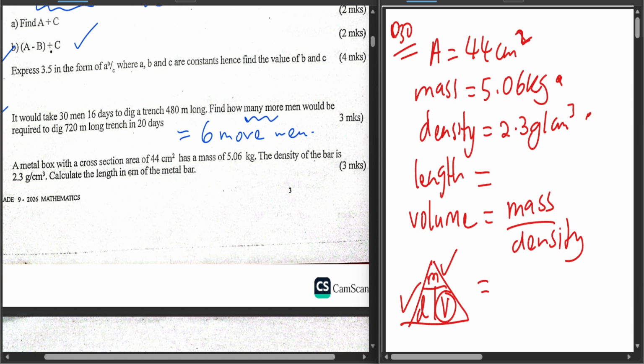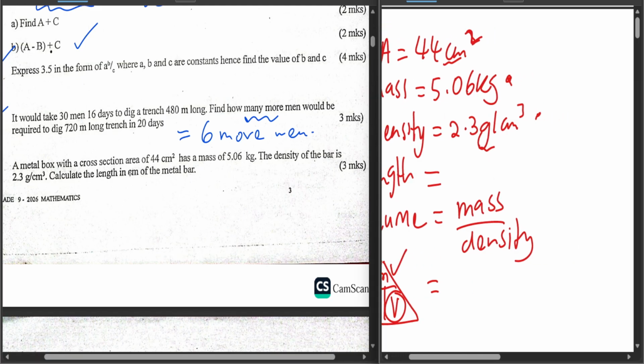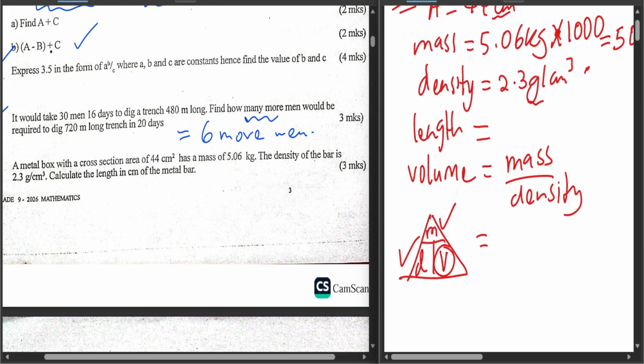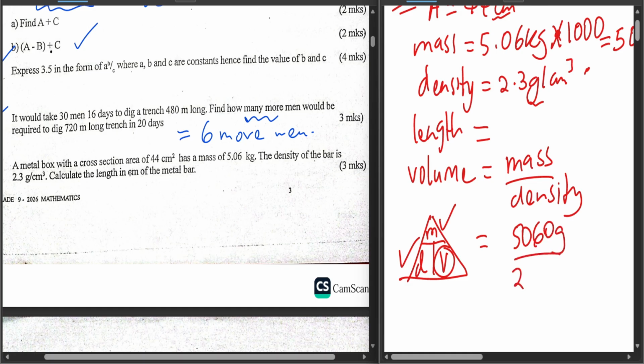Since we're dealing with a surface area that has centimeter square, it's better to deal with grams per cubic centimeter. So let's convert the mass from kg into grams. Multiply it by 1,000, because 1 kg gives you 1,000 grams. So 5.06 times 1,000 is going to give you 5,060 grams. Then you take mass, which is 5,060 grams, divide by density, which is 2.3 grams per cubic centimeter.